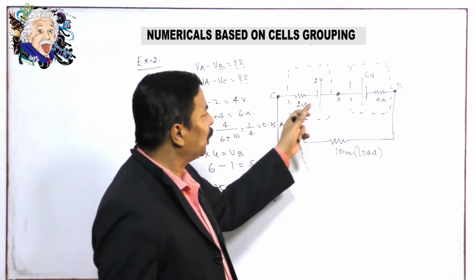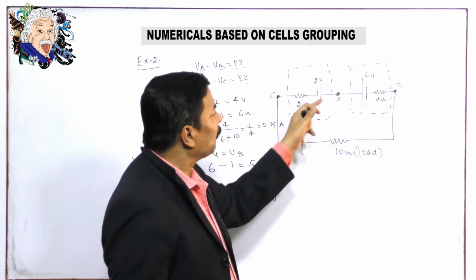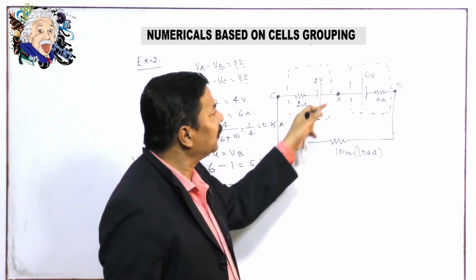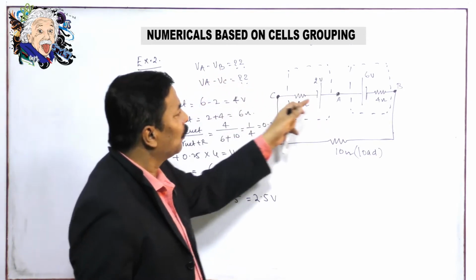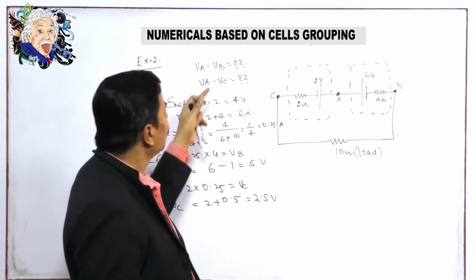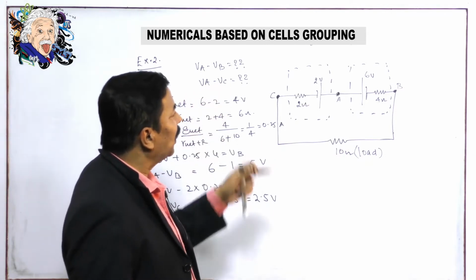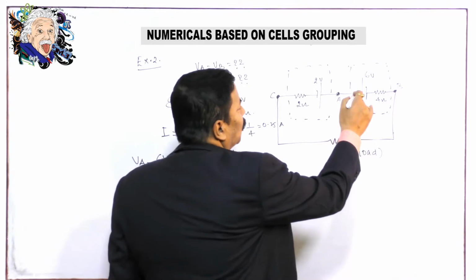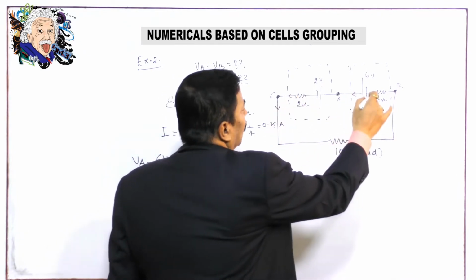Now see, the polarity of the battery is different. First of all, the question is that you have to find VA minus VB, the potential difference between A and B, and the potential difference between VA and VC. Now here you see, as this battery is stronger, the current will move in this direction.